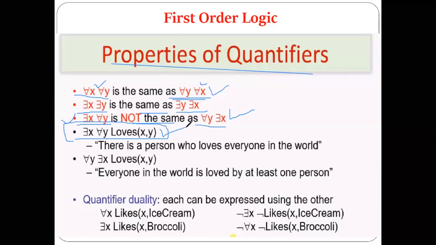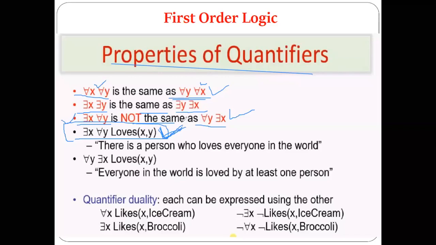Now, from which sentence is this logic written? As we have already seen, from sentences we can write the logic, and if the logic is given, from that we can also write the sentence, correct? Now suppose this is the logic given: some x all y loves(x, y).